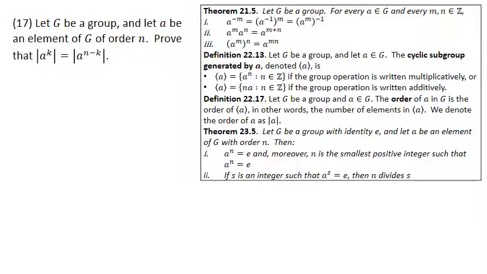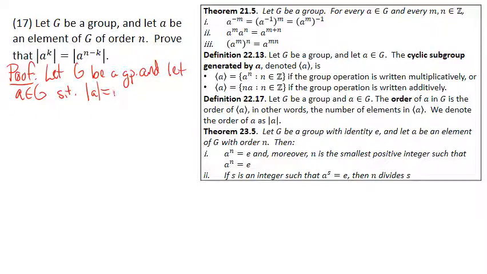So let G be a group and let a be an element of G of order n. So for my proof, I'm just going to start by copying those statements down. So let G be a group, I'll just abbreviate like that, and let a in G such that a has order n. Okay, so I want to prove that the order of a to the k is the same as the order of a to the n minus k.